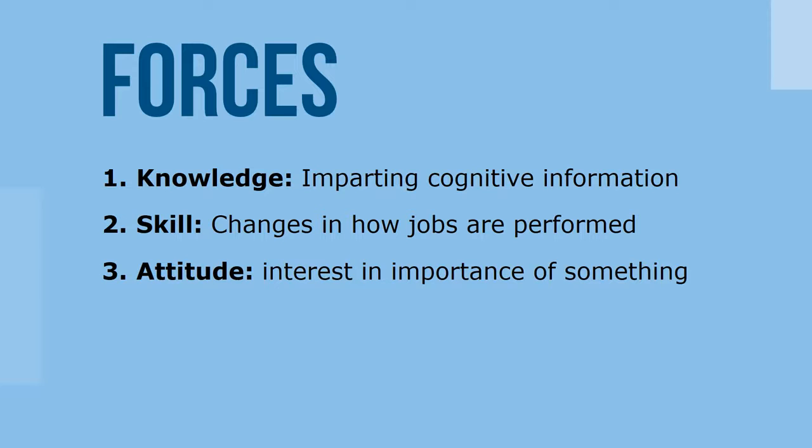Knowledge is about imparting cognitive information and details to trainees, like understanding how a new product works. Skill is about developing behavioral changes in how jobs and various task requirements are performed, like improving speed on an installation. And finally, attitude is about creating interest in and awareness of the importance of something, like sexual harassment training.